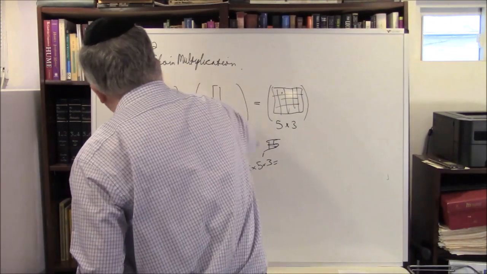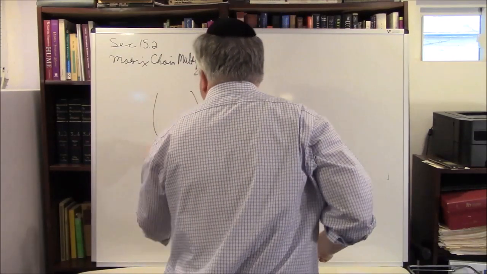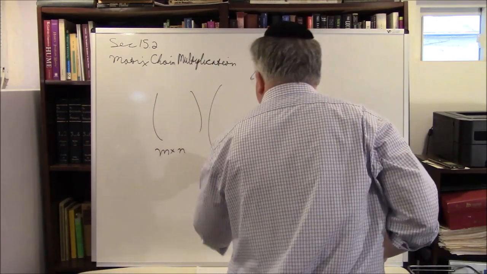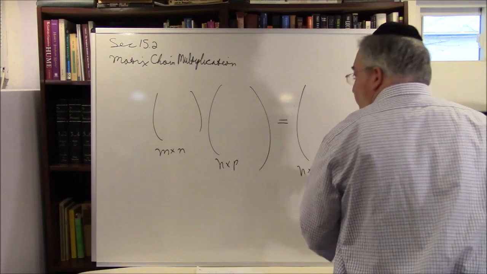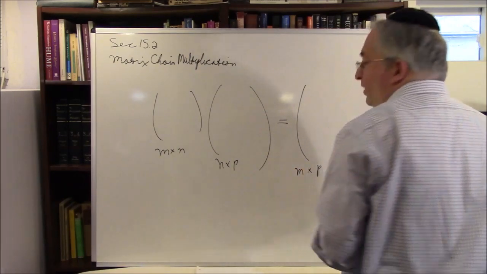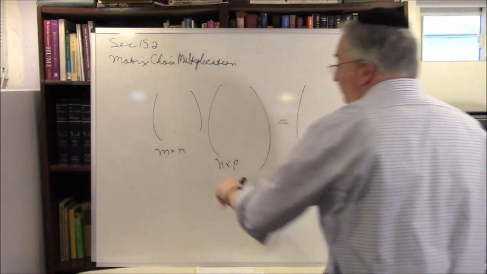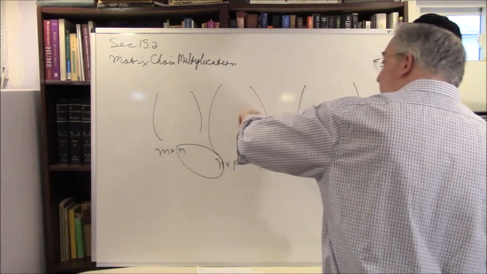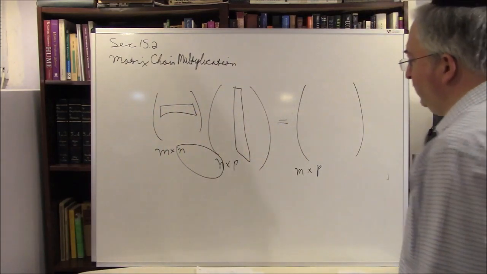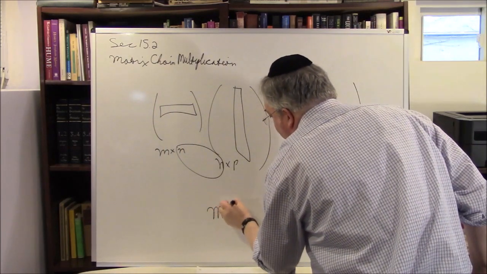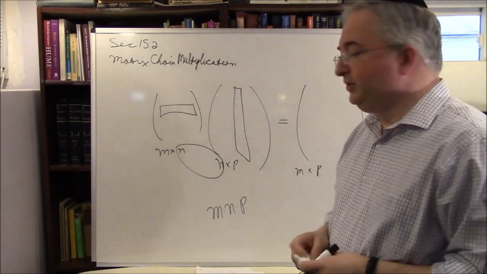In general, if you have an m by n matrix and you have an n by p matrix, then you're going to get out an m by p matrix. Each one of those m by p entries requires n operations: you multiply the n elements of this column by the n elements of that row. So altogether you're going to have to do m times n times p multiplications. Keep that in mind. You'll see why it's important in a second.